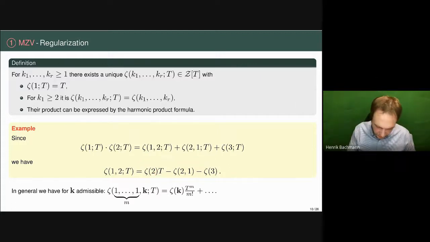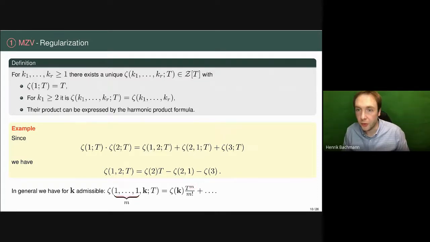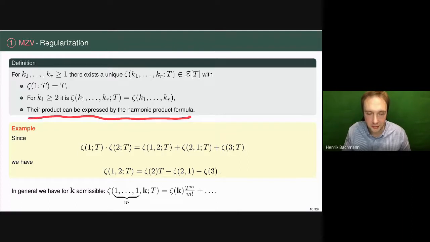And in general, if I have some zeta value which starts with some 1s, then this will be a polynomial in t, where the highest exponent of t is the number of 1s I have here at the beginning. Yeah, and these are the harmonic regularized, or sometimes also called stuffle regularized, multiple zeta values. And there are also shuffle regularized multiple zeta values, where you replace the third condition by, instead of taking the harmonic product, you take the shuffle product.